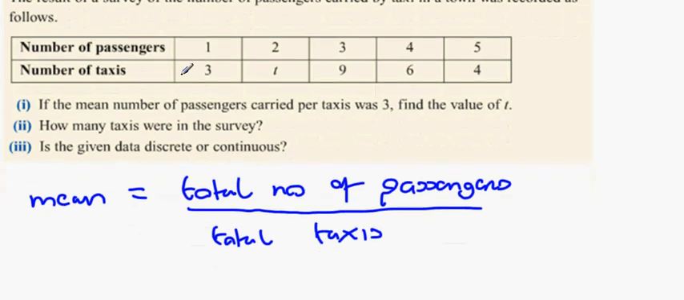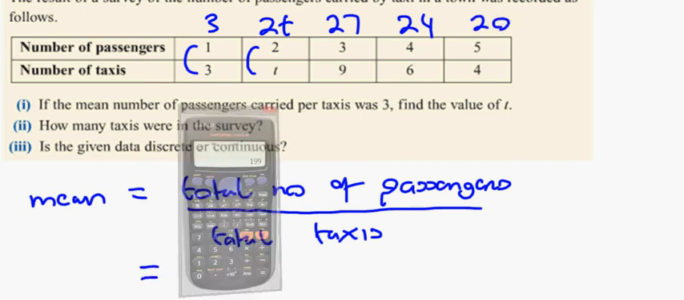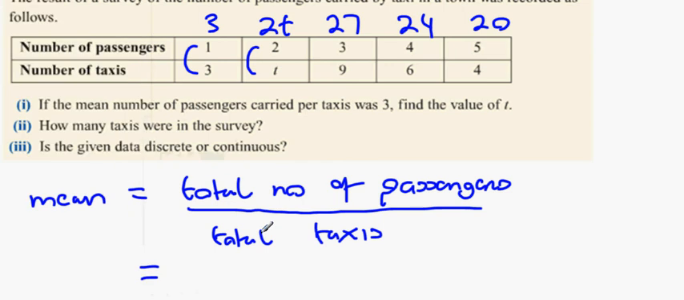And what we're going to do here is just multiply this. So 3 taxis carried 1 passenger, that's 3 passengers total. t taxis carried 2 passengers, that's 2t. 9 taxis carried 3, that's 27. 6 taxis carried 4, that's 24. 4 taxis carried 5, that's 20. So what we're going to do is add those numbers together. So we have 3 plus 27 plus 24 plus 20. 74 plus 2t.